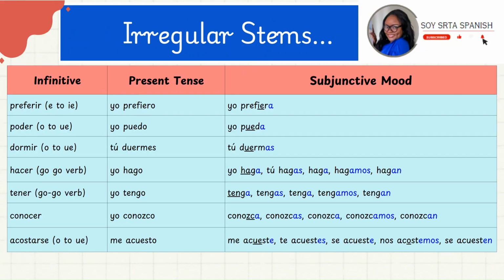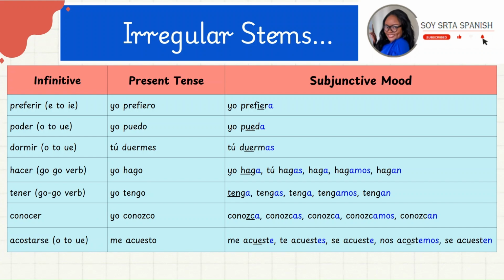Here we have a number of irregular stems. Some of them are stem changing, some of them are go-go verbs. Go-go verbs change only in the yo form. We also have verbs like conocer, which has a particular irregularity only in the yo form. So I have chosen these verbs to show us how they would look in the subjunctive.